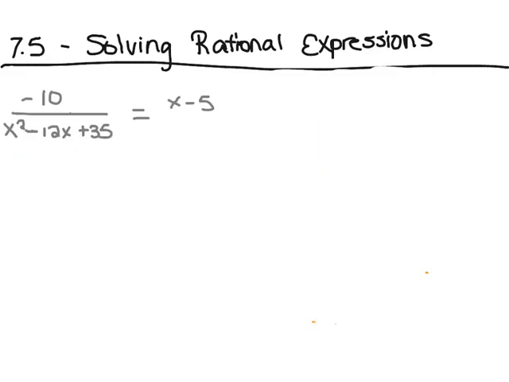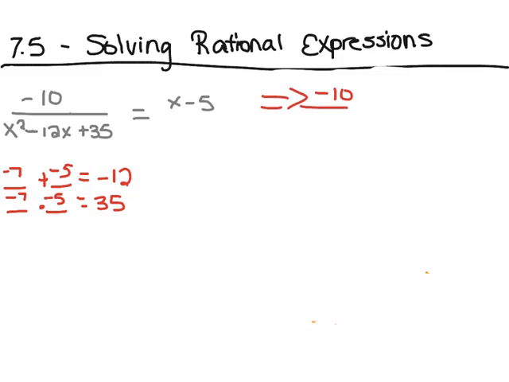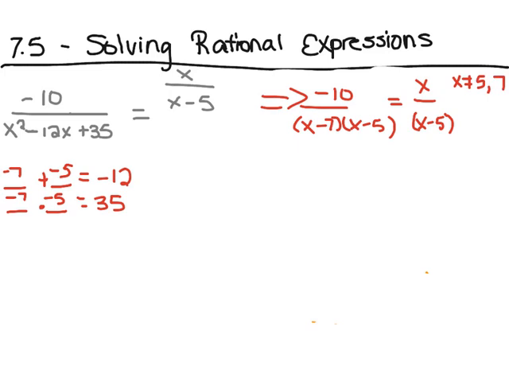For this one, our first step is to factor. So we have blank plus blank equals negative 12, and blank times blank equals 35. Our two numbers should be negative 7 and negative 5. So on the bottom, this becomes negative 10 over (x minus 7)(x minus 5), equal to x over x minus 5. So our non-permissible values are x cannot equal 5 or 7.